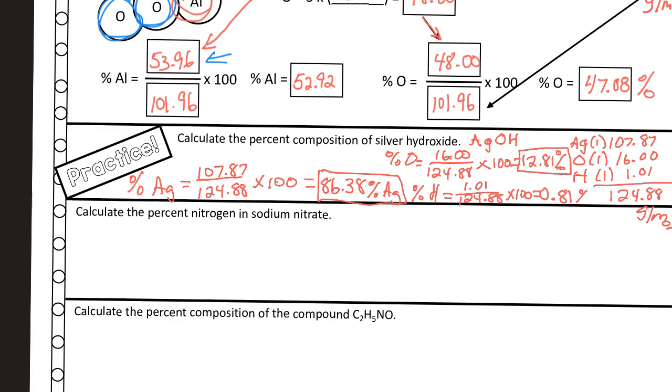0.81% hydrogen. And I'll put a box around that so that it's easy to see. There we go. All right, the next question, we're going to calculate the percent of nitrogen only in sodium nitrate.